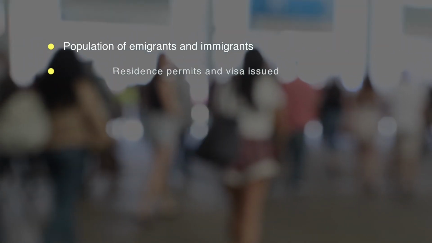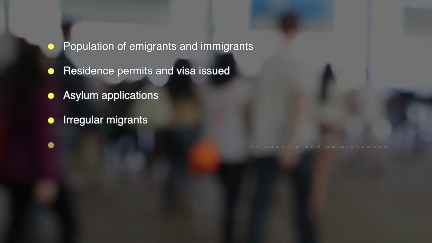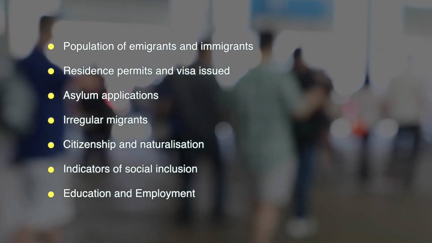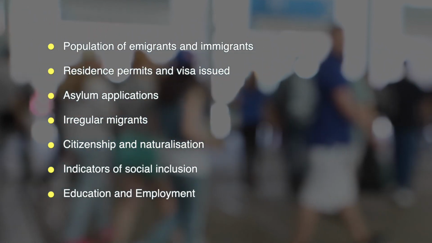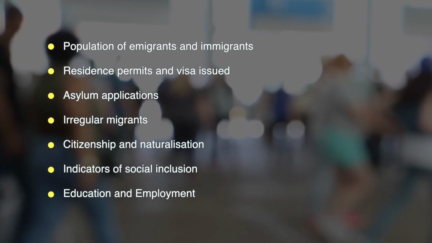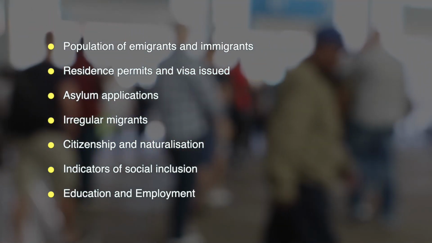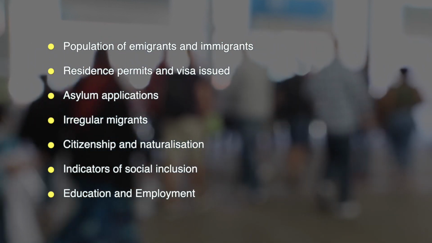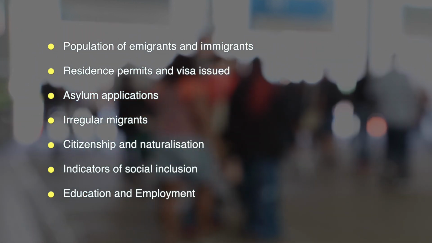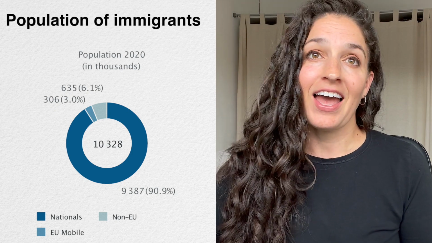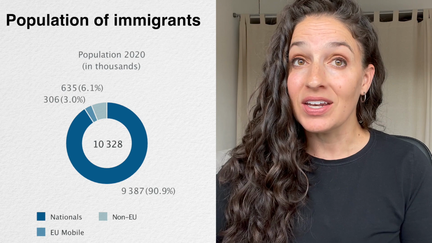And what we'll do is look at some very specific indicators. So we'll look at population of immigrants and emigrants, we'll look at residence permits and visas issued, we'll look at asylum applications. We'll also look at one measure of irregular migration, as well as citizenship and naturalization in the country. We'll also look at some indicators of social inclusion and education and employment. So now let's jump right in and get started by first looking at the population in Sweden today.